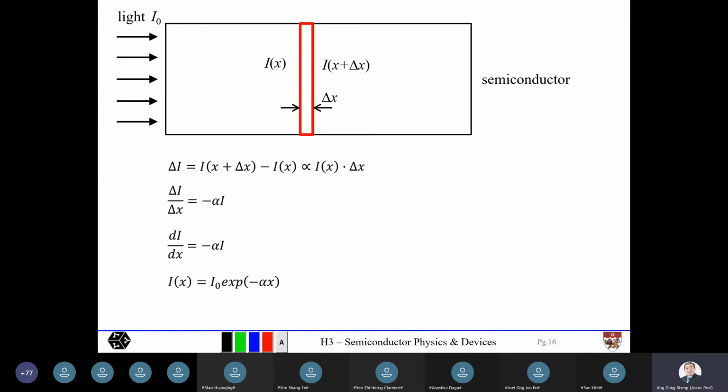Sorry, yes? In the first line of the equation, is that symbol alpha or directly proportional?